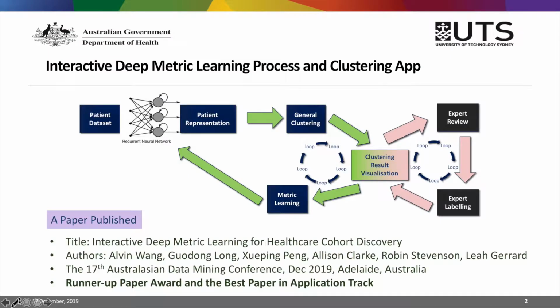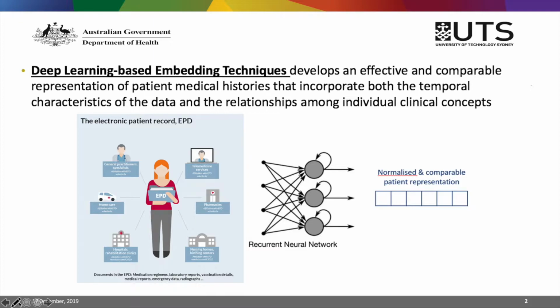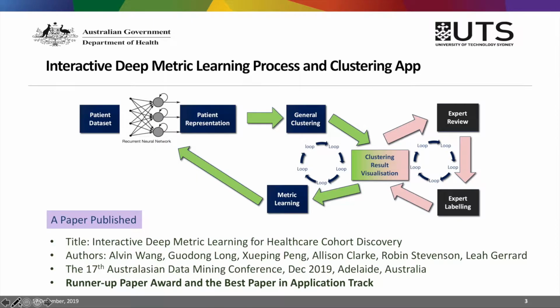Once all features have been selected, the system will call recurrent neural network to develop representations for all patients or patient journeys. Those representations have incorporated both the temporal characteristics of the data and the relationships among individual medical events. After we achieved initial patient or patient journey representations, we can then run a general clustering algorithm, for example, k-means, to get an initial clustering result.